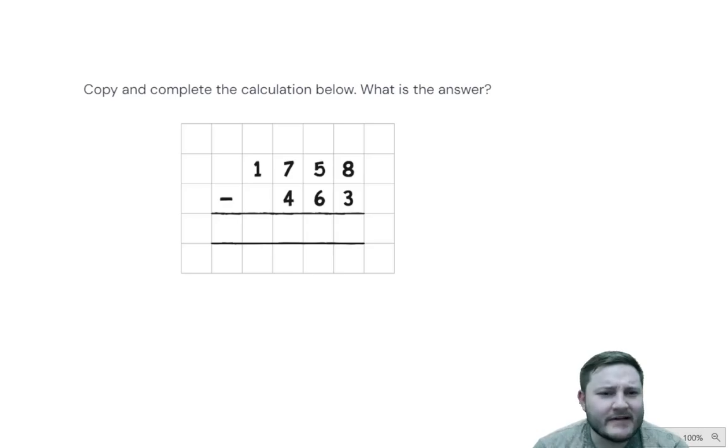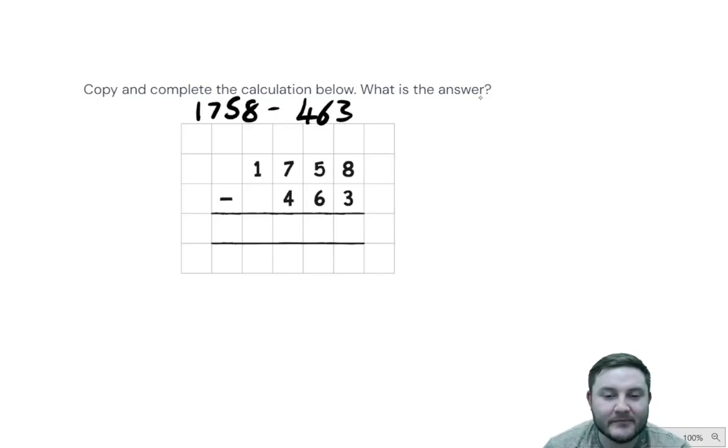This could be a very typical homework question for Key Stage 3 on column subtraction of integers. It says complete the calculation below. What is the answer? So here the question would have been, what is 1758 take away 463? Students in secondary school would be expected to perform this calculation without a calculator, so they would need to have a method for subtracting without a calculator, and that method, of course, is column subtraction.